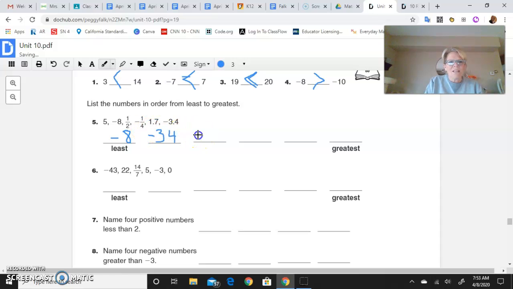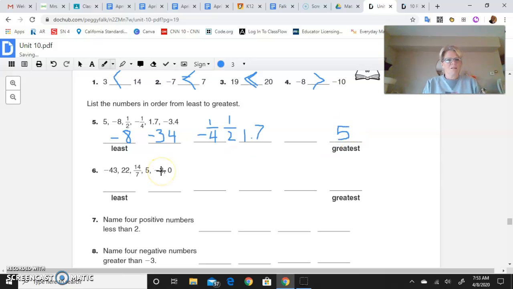And then I have a negative 1/4. What's my only other negative? Then I'm getting higher. So 1.7. And then 5. Whoops, I'm missing one. Oh, 1/2. Whoops. Sorry, I'm going to just put it in. I missed that. I just didn't see it. 1/2 was here, then 1.7, and then 5. Sorry.